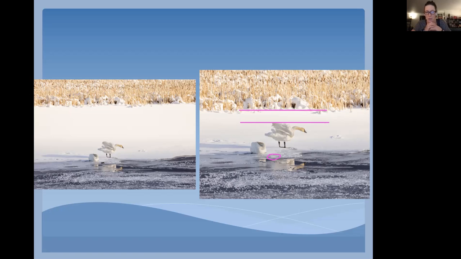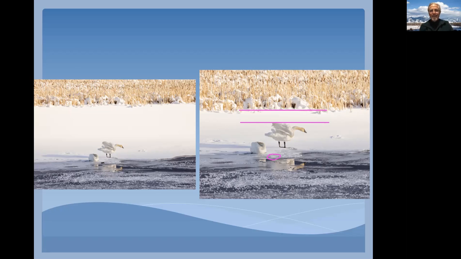You can do something as simple as maybe just remove some dead space or negative space in an image to make it look a bit tighter. You can see on the left here, there's a lot of snow there that doesn't really add to the image. You can just crop it out. And also you can remove the swan's poo if you want to.